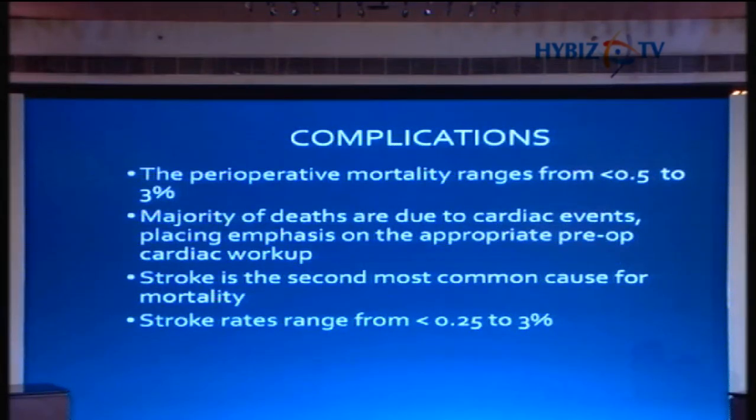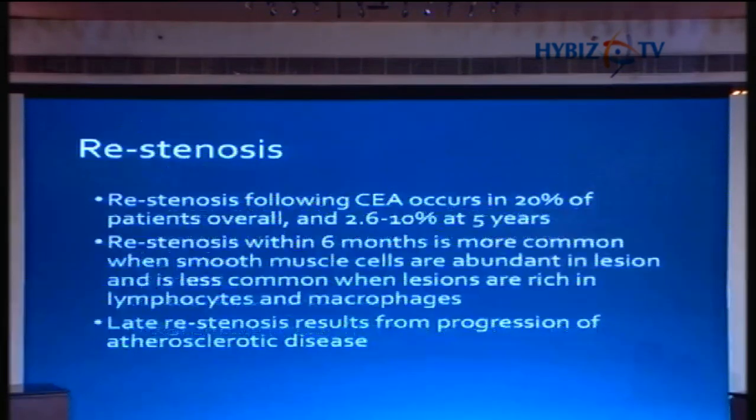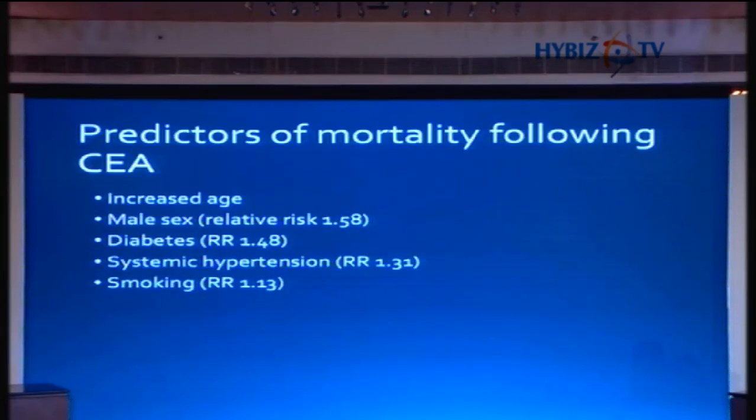The complications from surgery range between 0.5 to 3%, and the majority are because of cardiac events, and the stroke rates range from 0.25 to 3%. There are also nerve injuries like the vagus and the glossopharyngeal nerve, bleeding risks, infection, and labile blood pressure. And restenosis is around 2.6 to 10%. These are the predictors of mortality.